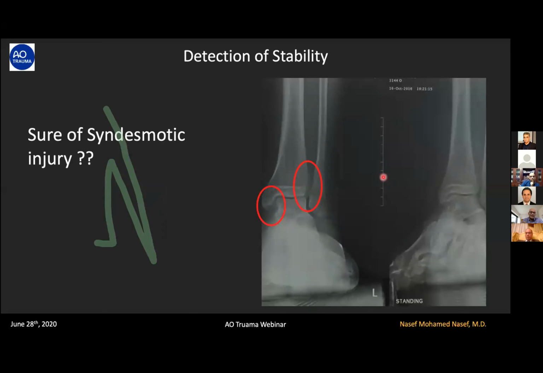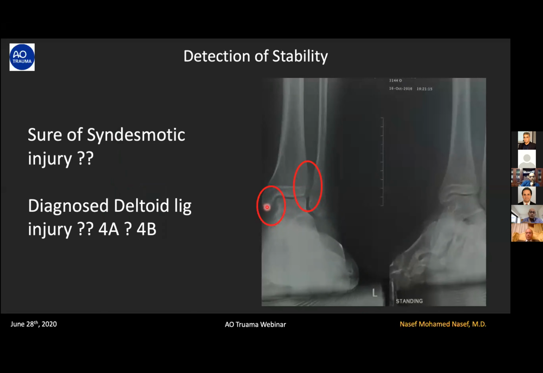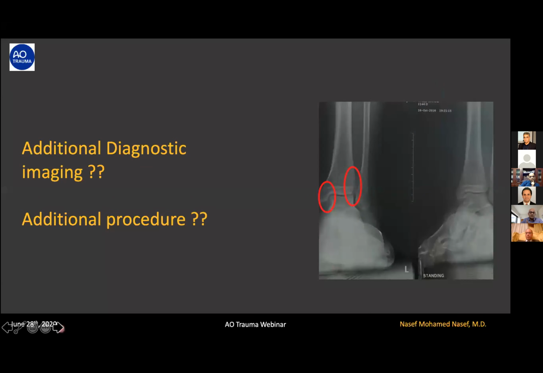But again, is this a sure sign of syndesmotic injury? Is the standing X-ray with a medial opening a sure sign of instability? And have you, by this X-ray, diagnosed whether it is a deltoid injury, partial, 4A or 4B? This is why we need to know the stability of either to know how to progress with the fixation.